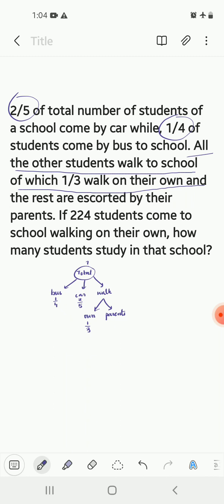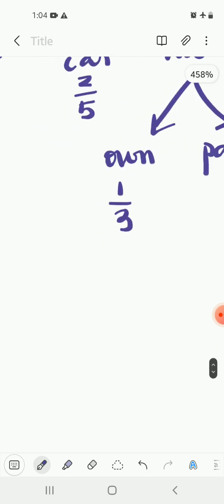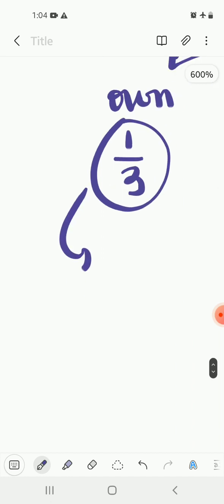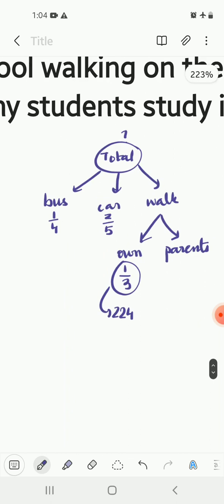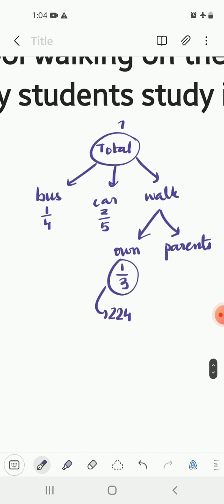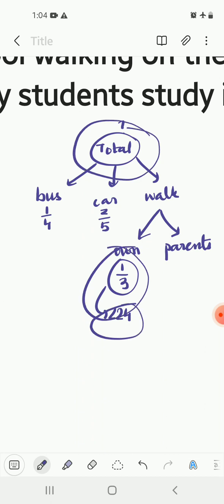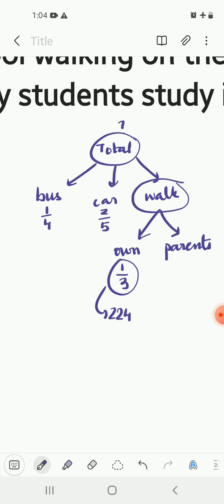If 224 students come to school walking on their own, then this 1 by 3 is equal to 224, which means 224 students are such who come by walking on their own. So firstly, we have to solve the question in this manner, that is, we have to find out how many parts of the total number this 1 by 3 is, because I know its value, which is 224. So for the first step, we have to find out how many students come by walking.